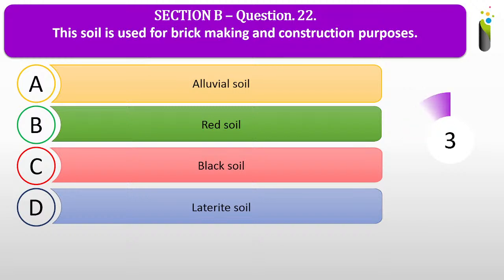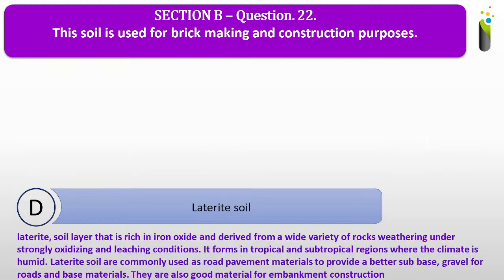And the correct answer for this question is that the soil used for brick making and construction purposes is the laterite soil. See, the laterite soil layer is rich in iron oxide and derived from a wide variety of rocks weathering under strongly oxidizing and leaching conditions. It forms in tropical and subtropical regions where the climate is humid. Laterite soils are commonly used as road pavement materials to provide a better sub-base gravel for roads and base materials. They are also good materials for embankment construction.